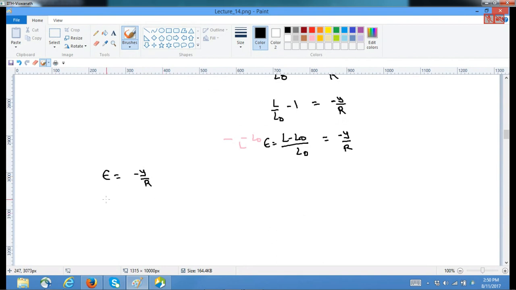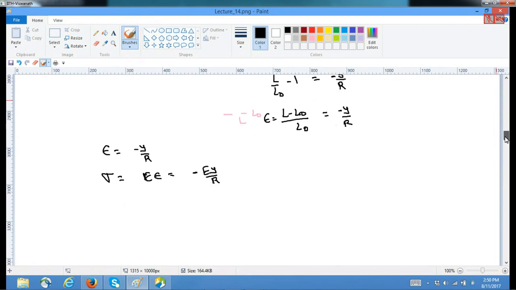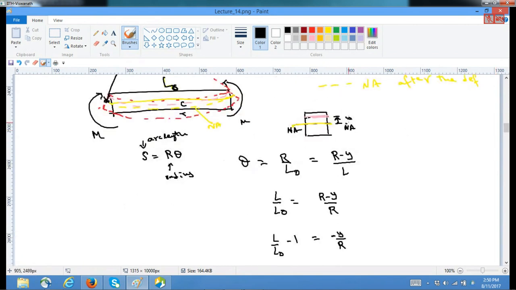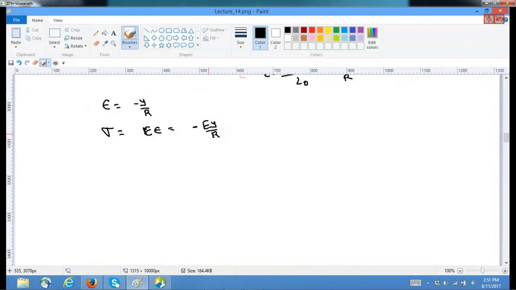Now what is the stress in each fiber? The stress in the fiber is nothing but E times epsilon using linear elasticity, so that will make it minus E y by R. Now you can see that for the fibers which are above the neutral axis, since y is positive, you'll get a compressive stress. When y is below the neutral axis, y is negative, negative times negative, you'll get positive. So below the neutral axis, this is under tension.